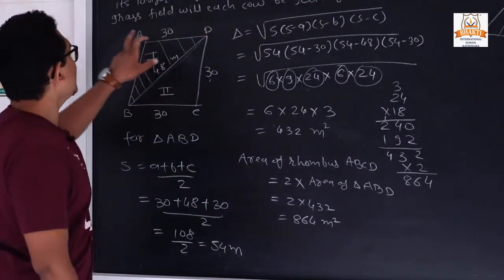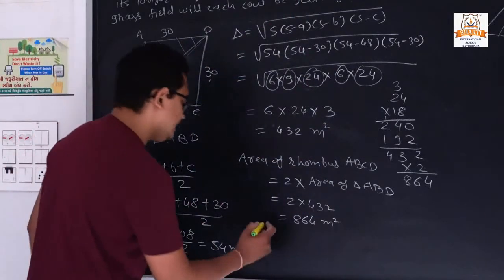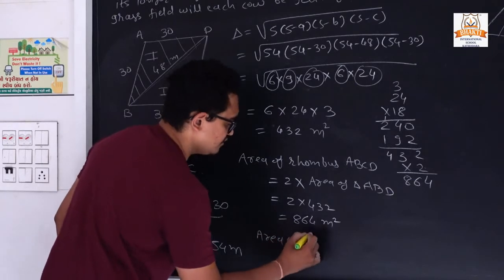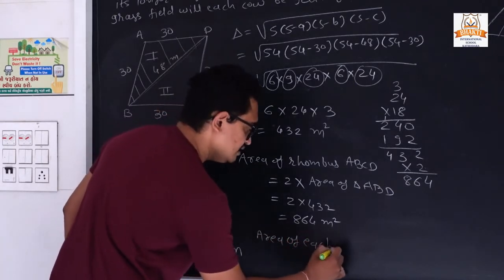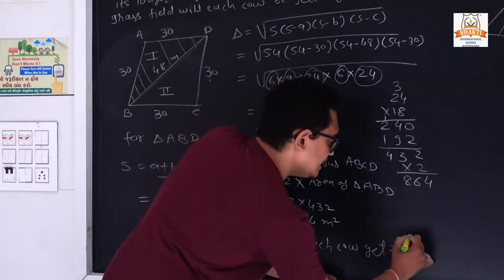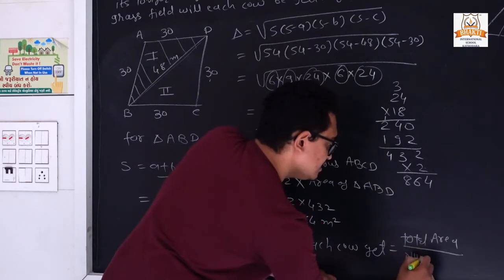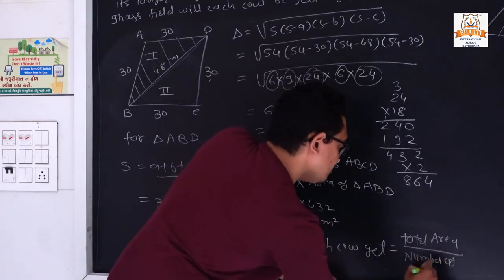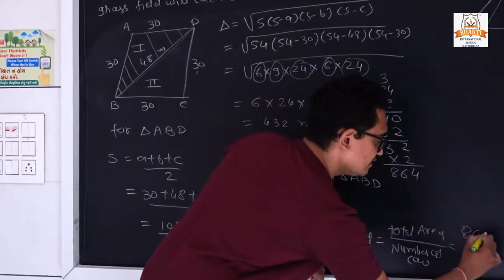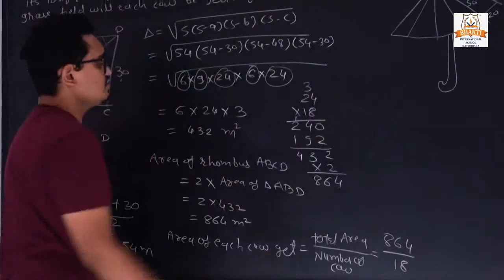Now they are asking what? How much area of grass field does each cow get? So we can write, area each cow gets is equal to total area divided by the number of cows. So total area is 864. It is divided by 18 because here we have a total of 18 cows.